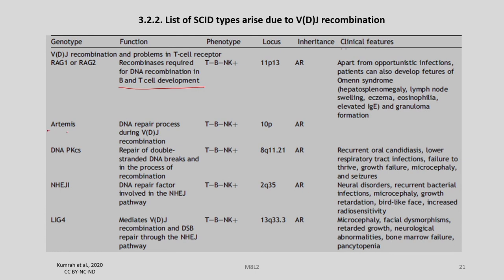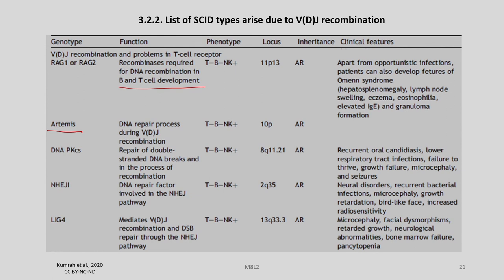In Artemis genotype, the DNA repair process during VDJ recombination has the phenotype T minus B minus NK plus and lies in the locus 10p. And similarly, in the case of DNA-PKcs, which is involved in the repair of double stranded DNA breaks and in the process of recombination, there will be recurrent oral candidiasis, lower respiratory tract infections, failure to thrive, growth failure, microcephaly, and even seizures.